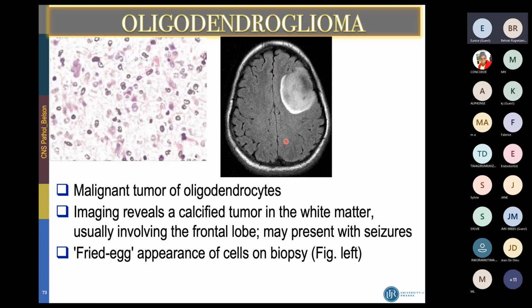So it is a malignant tumor of oligodendrocytes. It is a calcified tumor in the white matter, usually may present with seizures. Fried egg appearance of cells on biopsy, or here on this histology diagram.